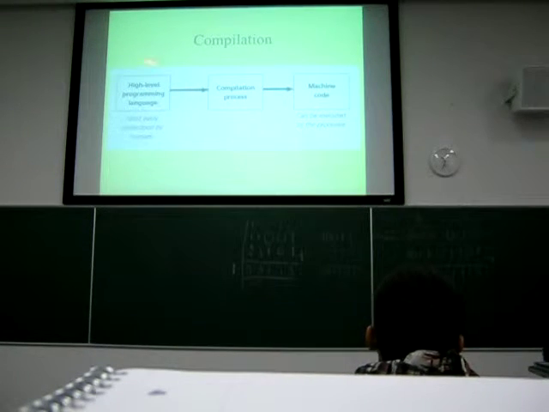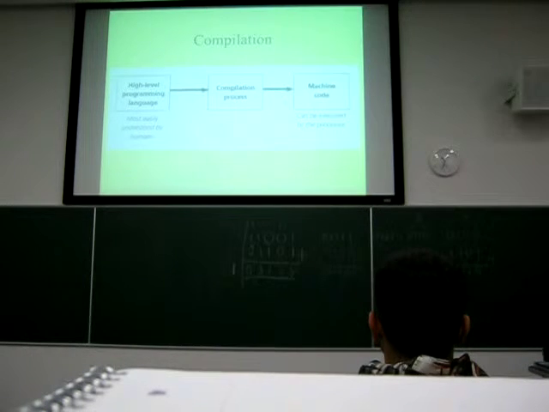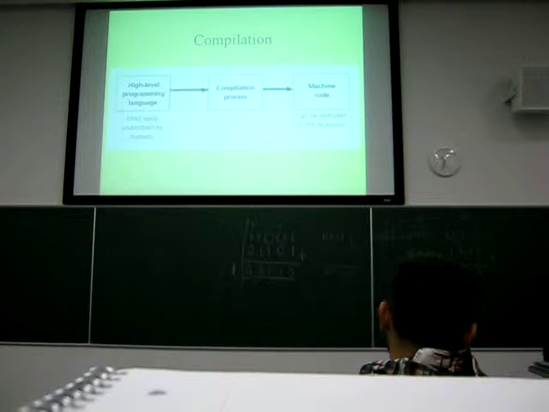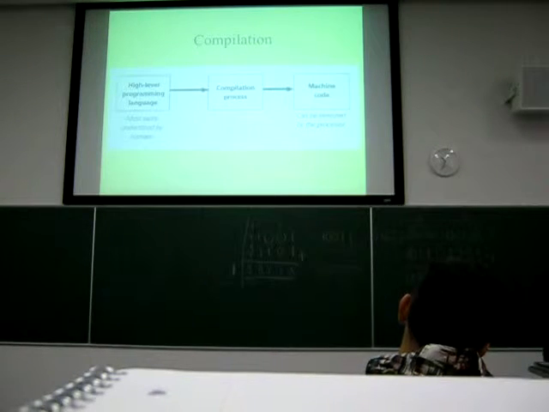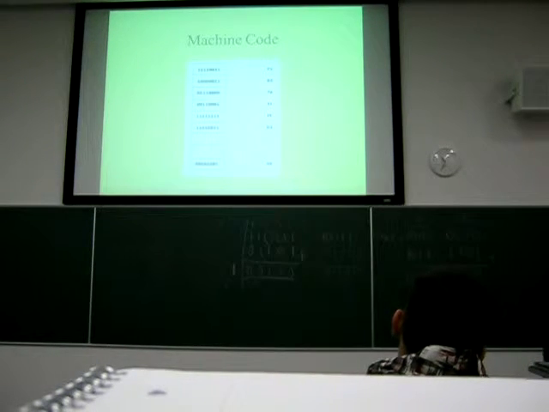normally you would have a high-level programming language, and you would have a compilation process, and then you would get the machine code. What does that mean, the compilation process? What is this actually doing? Yes? Is it changing it so that the machine understands? Yes. It is changing your code into something that machines can understand. That's what is compiling your code.